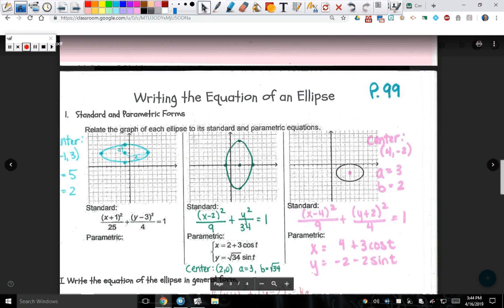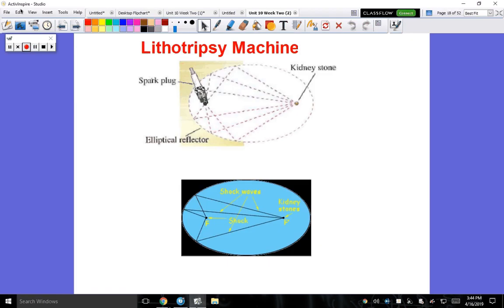Alright, so let's move on now. And what are the applications? It's really cool. On a road trip one time, on the side of the road, there was this building in the shape of an ellipse of some sort. It was an elliptical room, like a dome, if you will, and it was three-dimensional, of course.